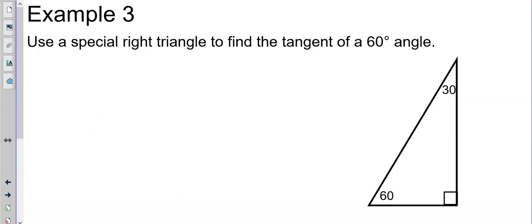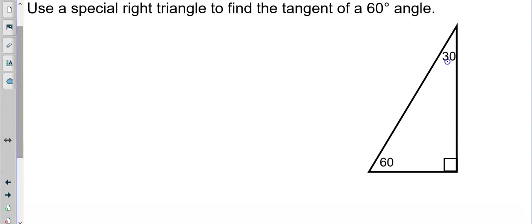All right, use a special right triangle to find the tangent of a 60-degree angle. Now, this is more theoretical, all right? So we can just make numbers up. We can put any numbers in here, okay? We can put any number in for this leg and then multiply by radical 3 for the other leg. But why do that? Why make our life hard? So I'm just going to put 1 here. And if we do 1 times radical 3, that's just radical 3.